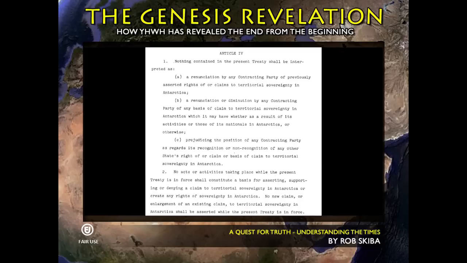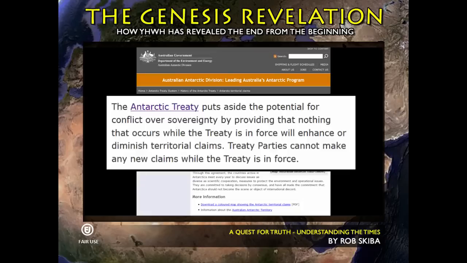Now, just for the propagandist who's going to claim that's not true, I quote, "The Antarctic Treaty puts aside the potential for conflict over sovereignty by providing that nothing that occurs while the treaty is in force will enhance or diminish territorial claims." Meaning, the territorial claims trump.